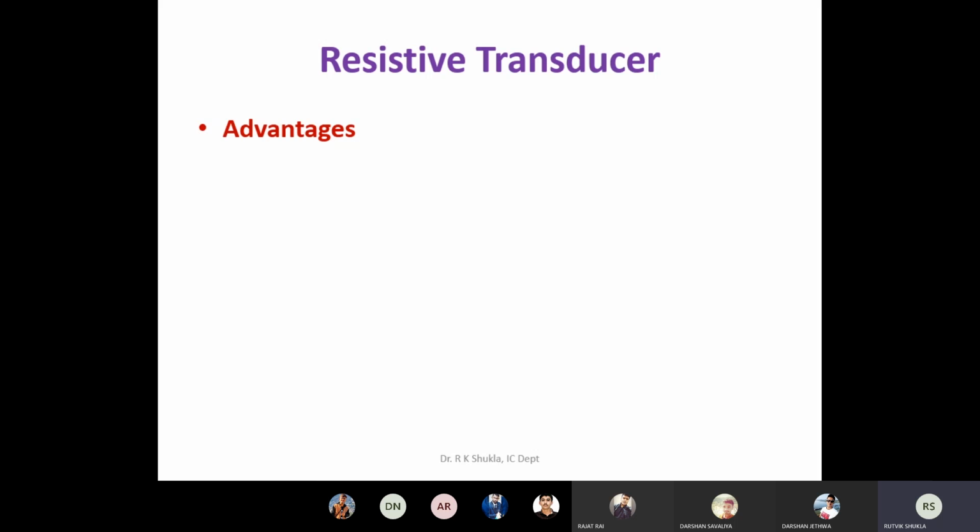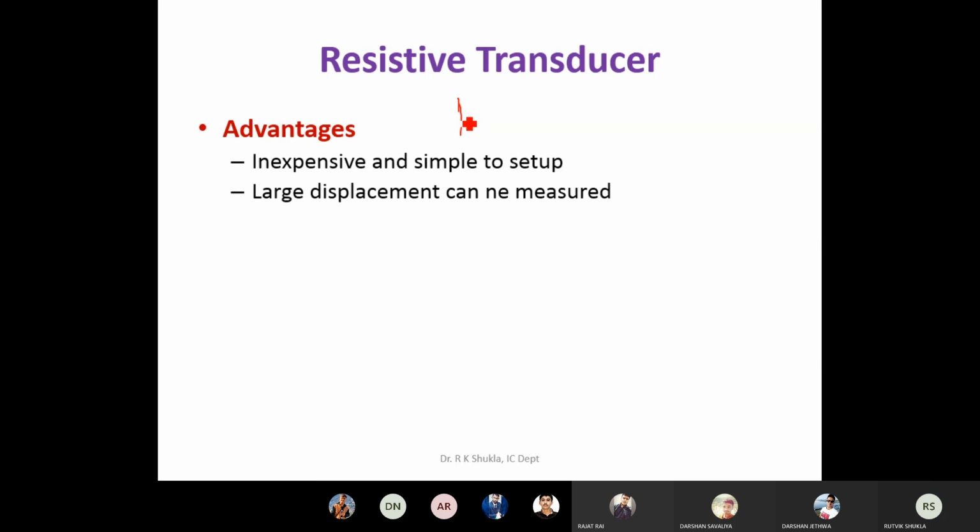Lastly, I have listed certain advantages and disadvantages. As we have seen, the setup itself is very inexpensive. What we have mentioned is either you can use a rheostat for getting the translational motion, or for the rotational motion you can use the potentiometer. So all these components are available at a lesser cost, and the setup is very simple. With this arrangement, it is possible to measure large displacement. Generally, this circuit generates sufficient output with which you can drive the control circuitry.